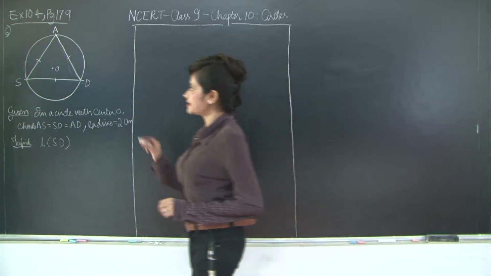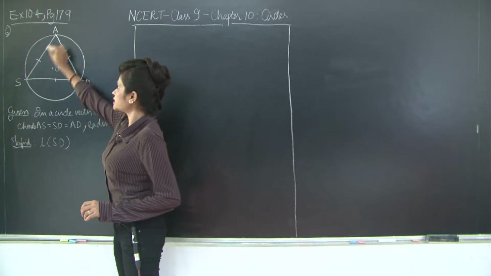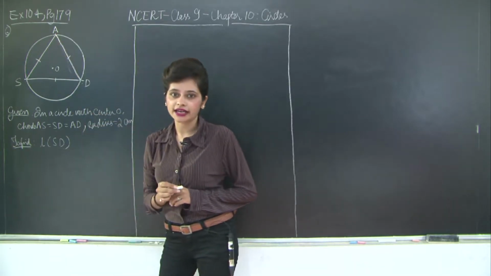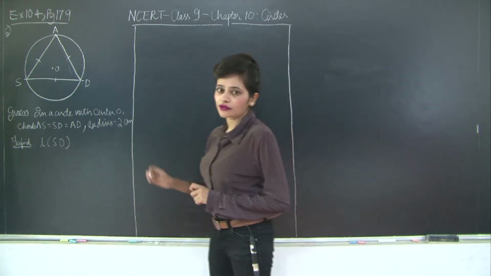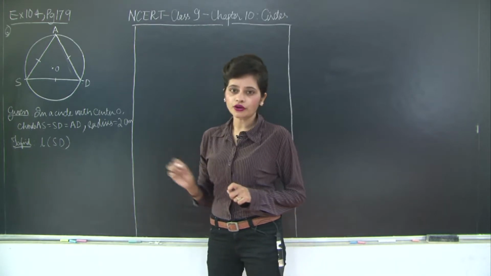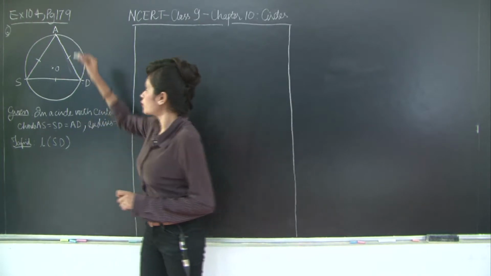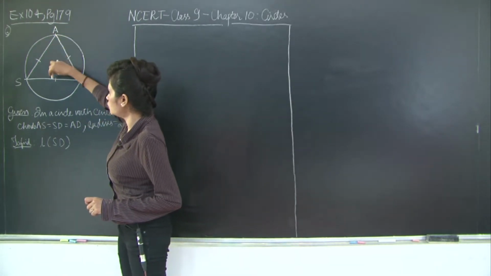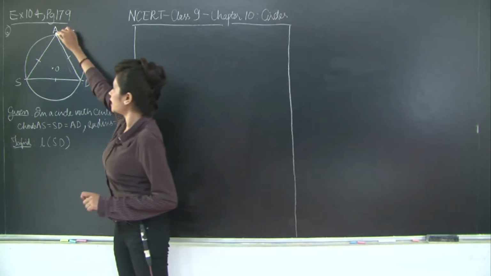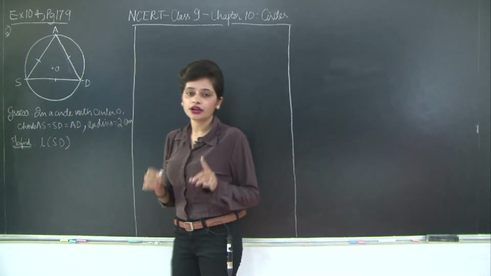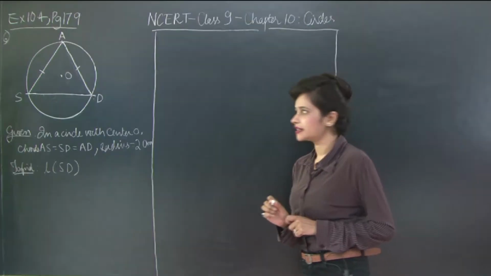Now first of all, since I have AS is equal to SD is equal to AD, this forms a triangle ASD, an equilateral triangle, correct? Because all the three sides are equal. Now, if I draw a perpendicular from one vertex to the midpoint of the opposite side, I get the median, right? So if I draw a median out here from A to SD, that's going to coincide with the perpendicular drawn from A to SD. That means we have learned that the altitudes as well as the median for equilateral triangles coincide.